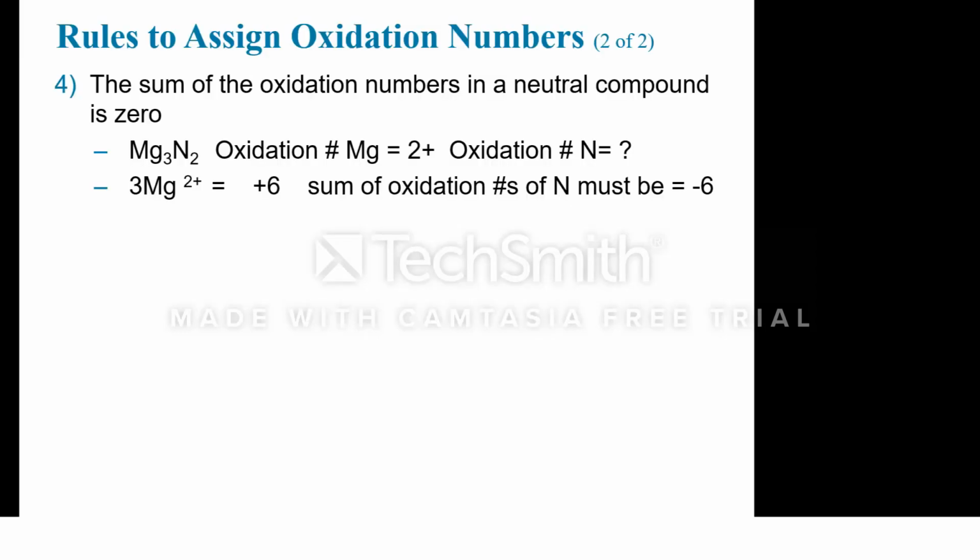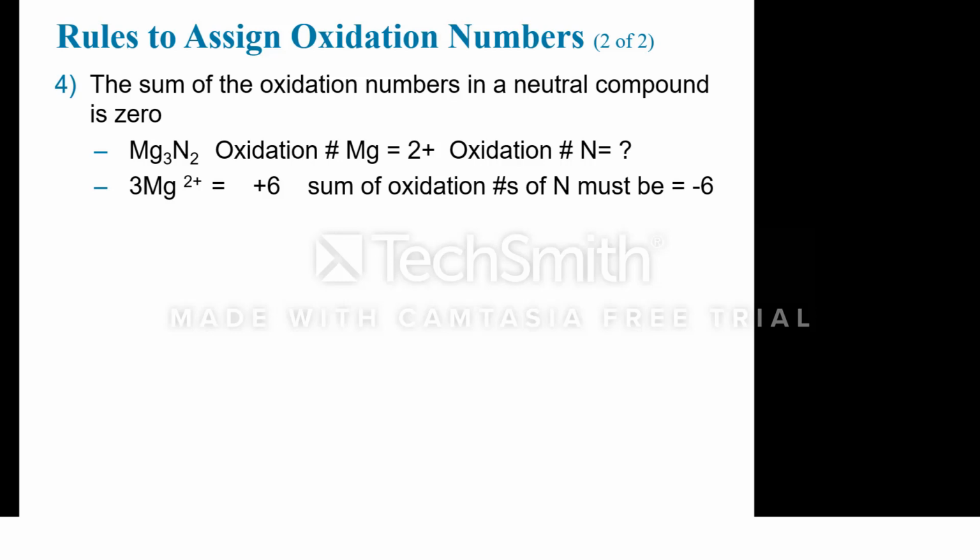We know by looking at the periodic table that magnesium has an oxidation number of +2, and we don't know what the oxidation number is for nitrogen. We know that we have 3 magnesium ions, each having a +2 oxidation number, so we have a total of +6 for magnesium. That means that the sum of oxidation numbers from nitrogen must equal -6.